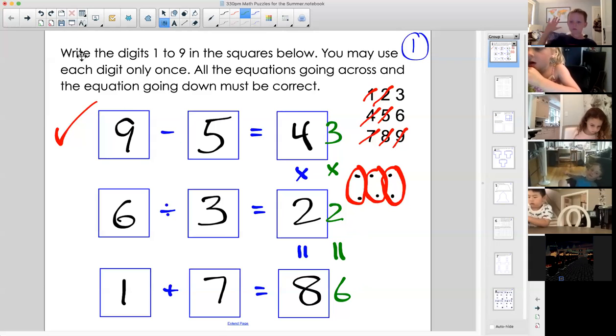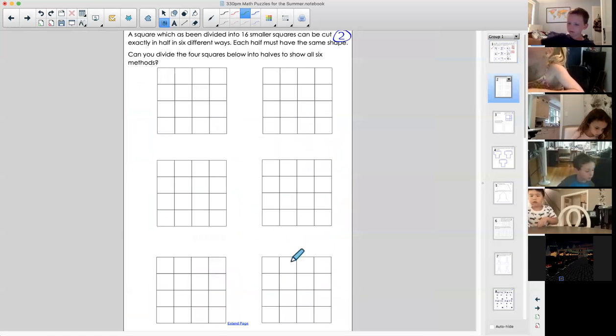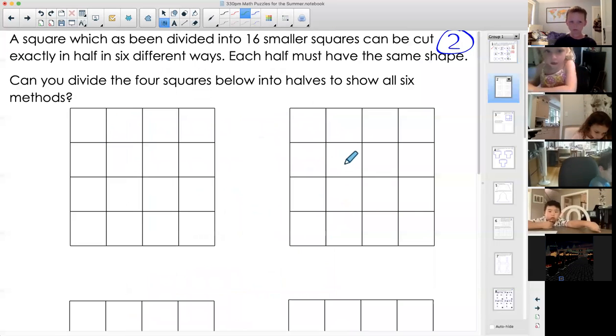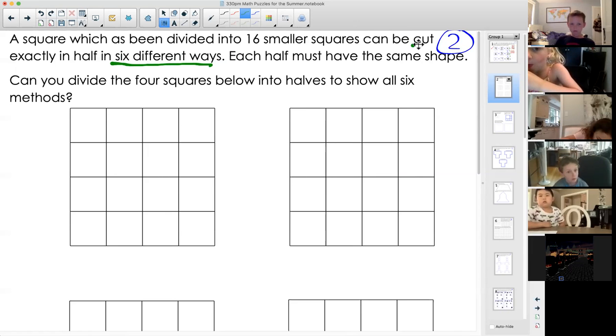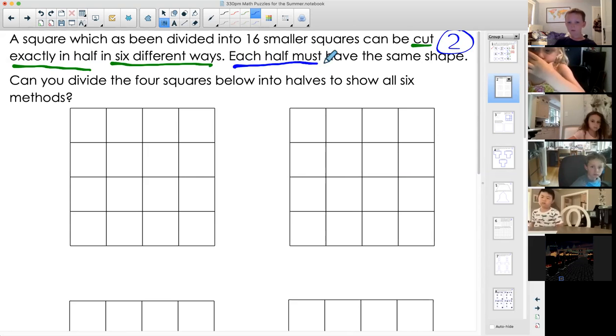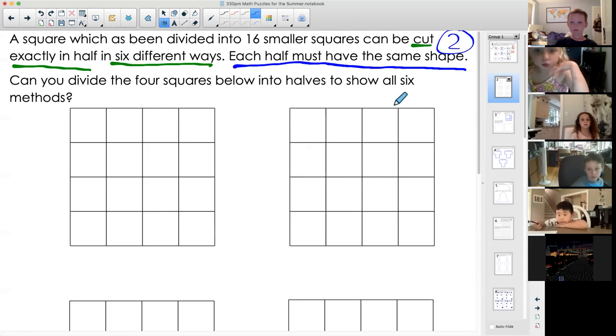Everybody go to page 2 right now, please. Now, on page 2, it's a square which has been divided into 16 smaller squares. Now, we should be able to cut this in half 6 different ways. So our job is to cut it exactly in half. Oh, and guess what, guys? Each half must have the same shape.